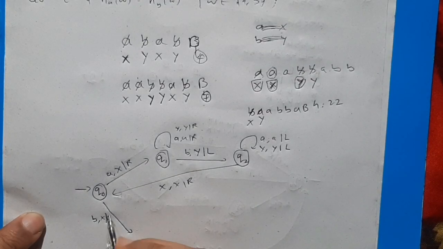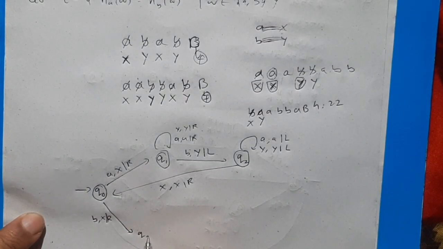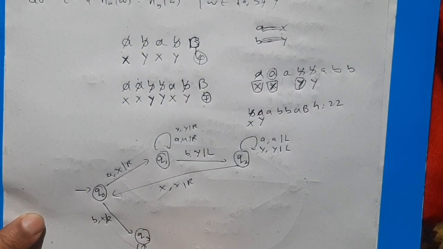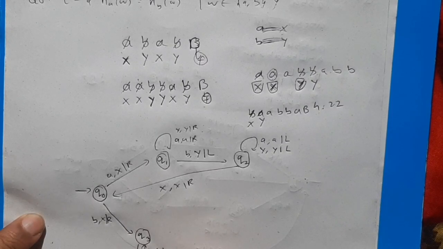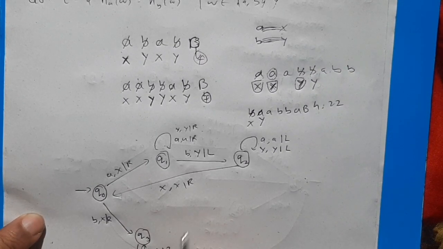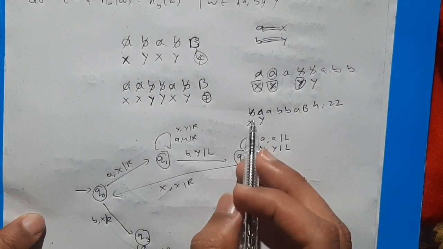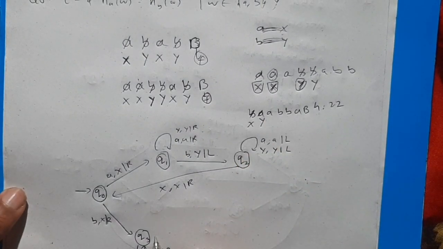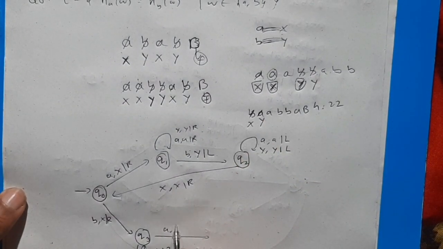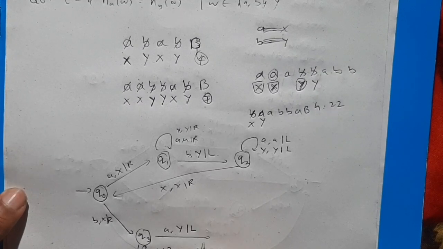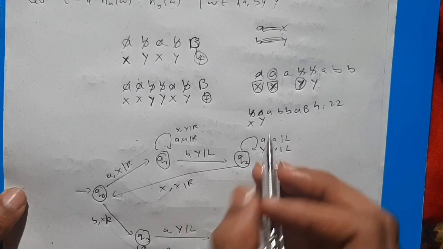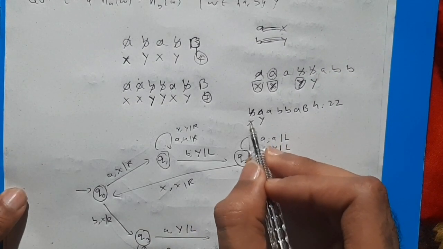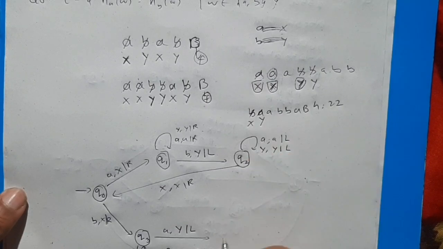So here after I start from here, in this state I have to ignore n number of b's, bb, r. When I encounter b after b, I have to just ignore it because I need a, right? After this, whenever I get a, what I have to do is replace it with y and move to the left, as I have done here, till I encounter x here.